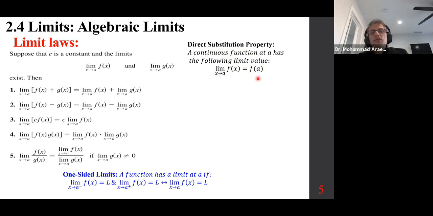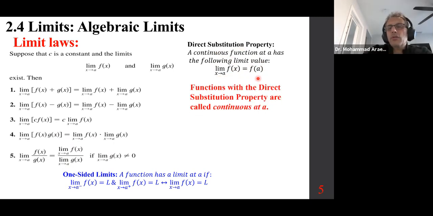Every function that we have studied, functions with the direct substitution property, are called continuous at a. Every function that we have studied is continuous in their domain. So we need to be familiar with the functions and we need to know their domains. Now, for example, polynomial functions, their domain is all real numbers.